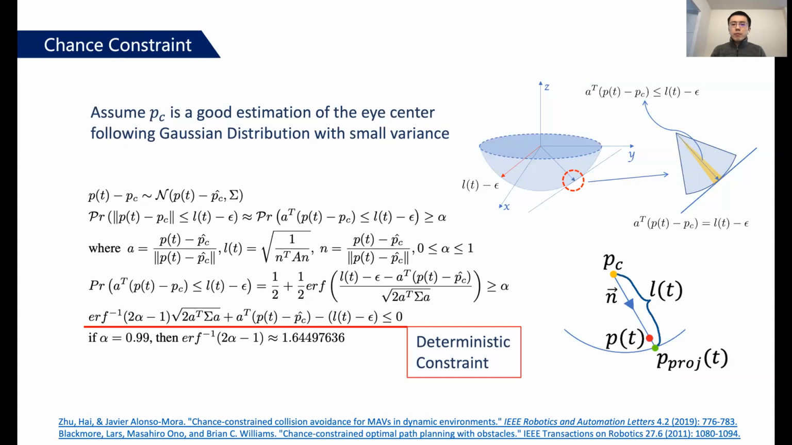The chance constraint can be interpreted as the distance between the PC and the PT should be less than or equal to LT minus a small value epsilon. Then we approximate a small area at the projection point to be a flat plane. The nonlinear chance constraint can be approximated as a linear chance constraint using this geometry approximation. By using the property described in the previous slide, we can convert this linear chance constraint to a deterministic constraint.